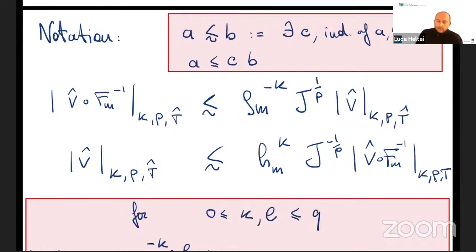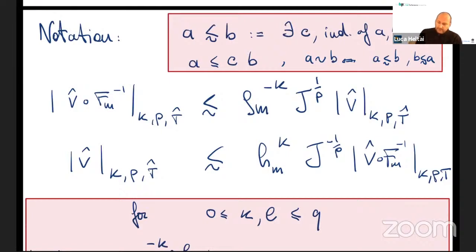And I often also write the notation A is equivalent to B when A is smaller or equal than B and B is smaller or equal than A. And typically, for example, this is used for equivalency of norms, where there are two constants that you can use to control from below and from above the two norms.